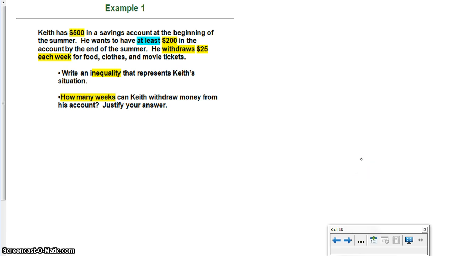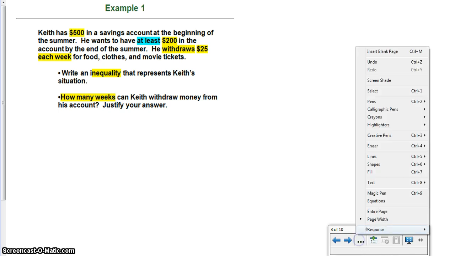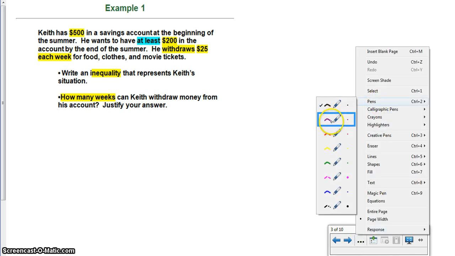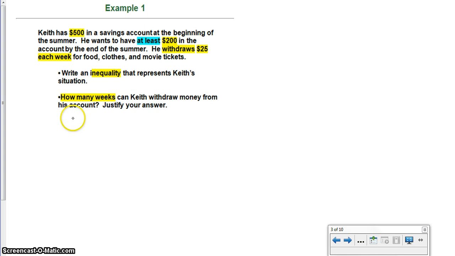Keith has $500 in a savings account at the beginning of the summer. He wants to have at least $200 in the account by the end of the summer. He withdraws $25 each week for food, clothes, and movie tickets. Write an inequality that represents his situation, and how many weeks can he withdraw money? Now, ladies and gentlemen, this is where the problem comes in. Most of you like to go straight to your X's and Y's and O's and zeros and everything else. I'd like you to think about a verbal model, okay?